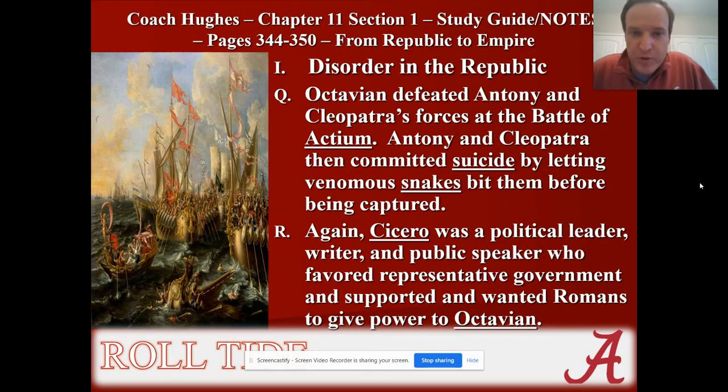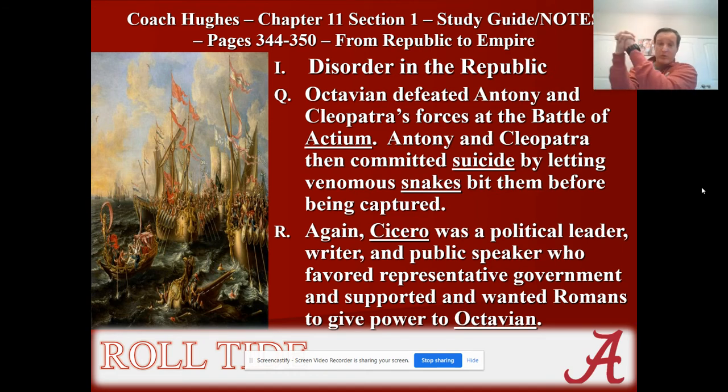Circle Q, know this battle. Octavian defeats Mark Antony and Cleopatra's forces at the Battle of Actium. And Antony and Cleopatra know that Octavian and his forces are closing in on them. So they go back to Egypt, and there they commit suicide together.